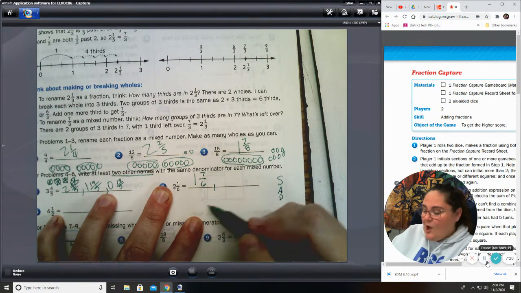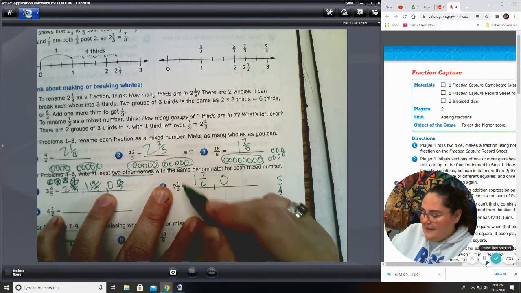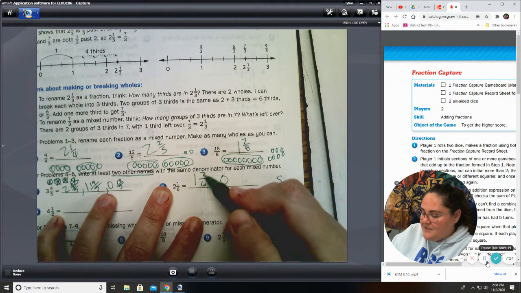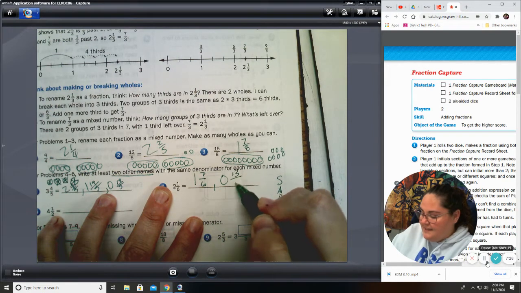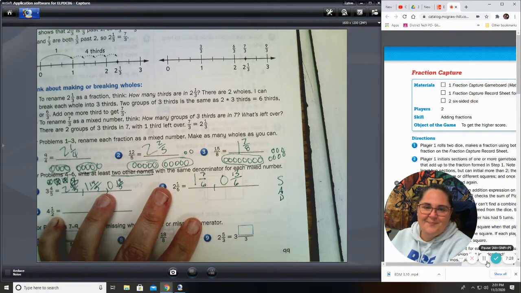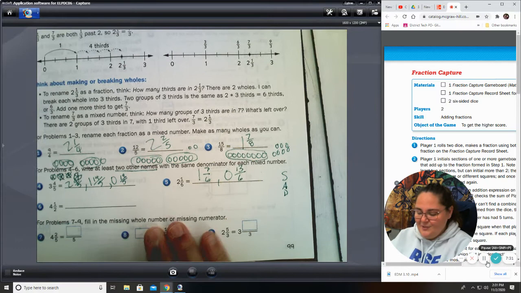I can do it again. 1 minus 1 is 0. Add my numerator and denominator. So 7 plus 6 is 13. Denominator stays the same. That should have been your answer.